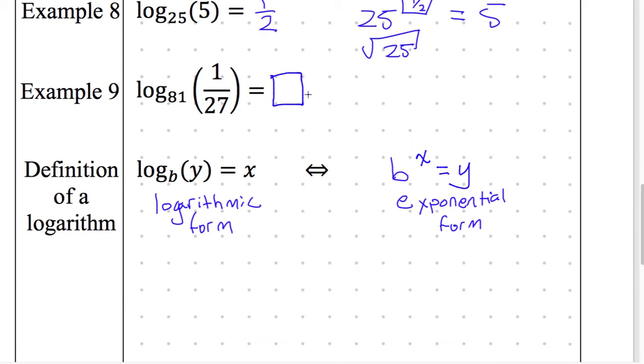81 to what power, this box, is 1/27th. I'm going to rewrite this in exponential form. 81 to what power gives me 1/27. I just rewrote this in exponential form. I guess if we were being very technical, we could be maybe using an x. You see it now already? Sure. Yes. Or maybe a question?